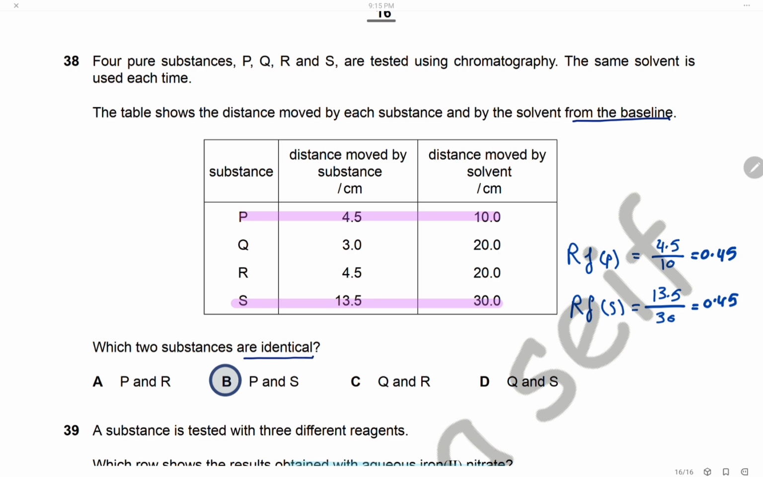If they are identical, they will have the same Rf value. So we will calculate the Rf value, which is the distance moved by the sample divided by the distance moved by the solvent. For each one we will find, for substance P 4.5 divided by 10, and for substance S 13.5 divided by 30, they will have the same Rf value, which is 0.45. So P and S are identical. The answer is B.